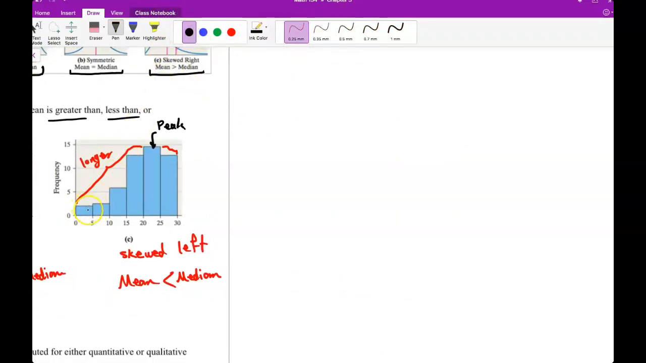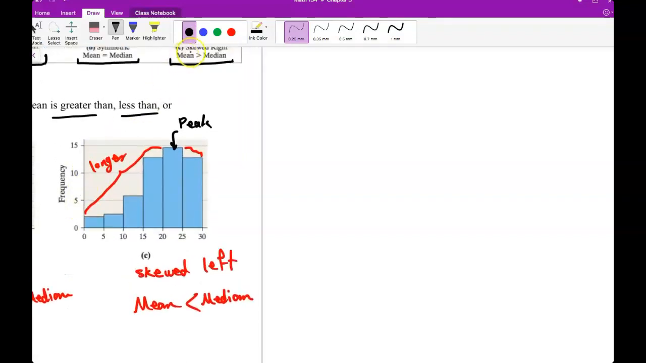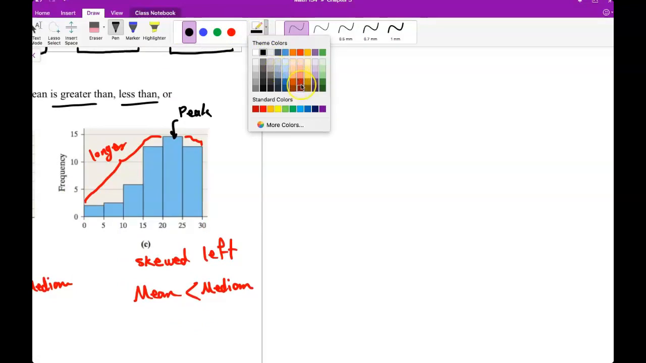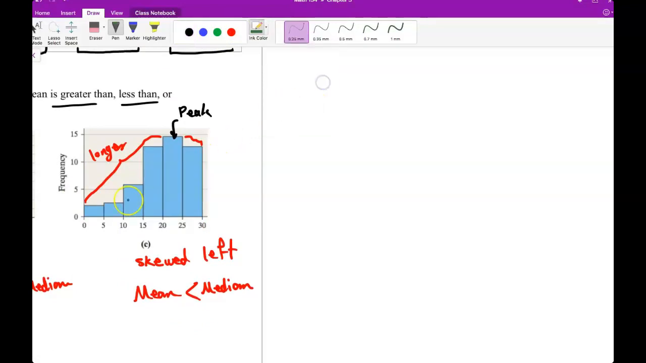First, I'm going to write what the frequency is for each one. So this one here is 2. Here is 2.5. Then here is 6. This is 12.5. Here we have 14.5. And here the frequency is 12.5, the same as that one.